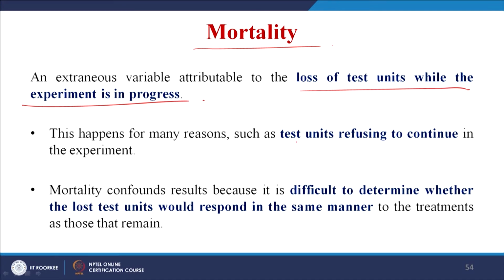This happens for many reasons, such as test units refusing to be a part of the study, or it is difficult to determine whether the lost test units would respond in the same manner. So, mortality confounds results. What happens then? Mortality affects the results because it is difficult to determine whether the test units, the samples that you have lost, would have responded in the same manner as the ones that you have brought in new. Suppose some test units have been lost and you have refilled with new test units, or you brought in some new sample groups. These sample groups might be behaving differently to the earlier ones. So, this is how mortality explains the effect on the outcome variable.